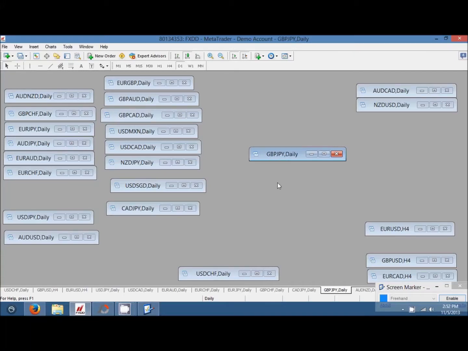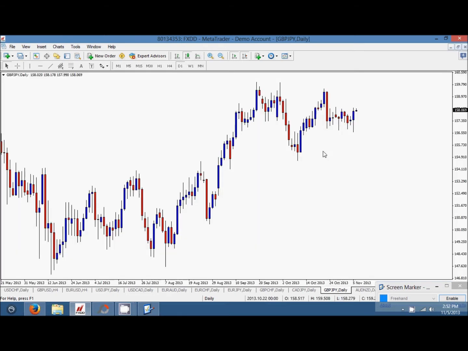For today's currency spotlight for November 5th, 2013, we're going to be looking at a sandwich trade setup that's formed on the British Pound Yen daily chart. We're just going to take a look at it and see what it looks like.